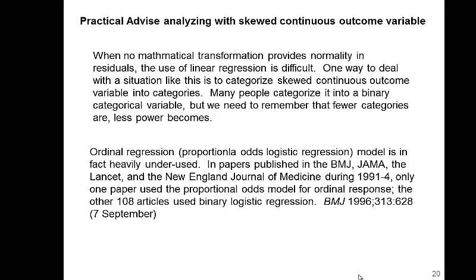When no mathematical transformation provides normality in residuals, the use of linear regression is difficult. One way to deal with a situation like this is to categorize the skewed continuous outcome variable into categories. Many people categorize it into a binary categorical variable, but we need to remember that the fewer categories there are, the less power becomes.